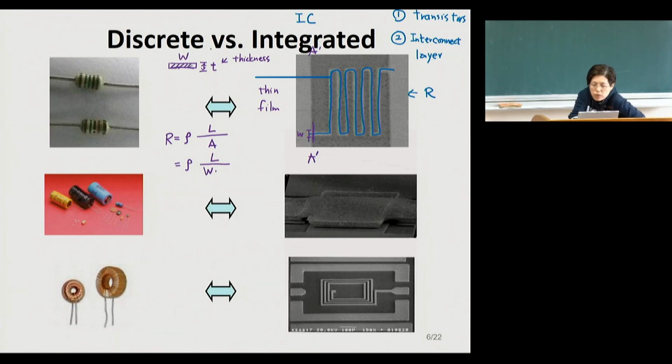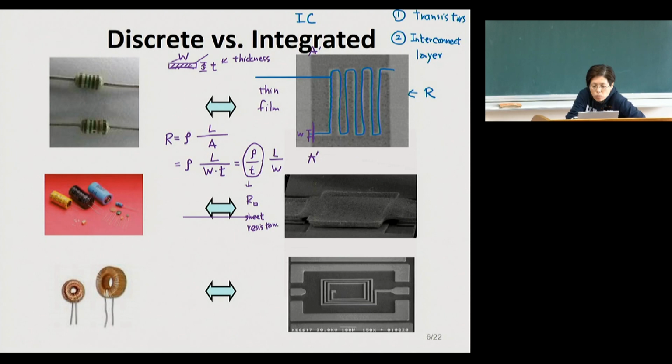Your cross-sectional area is this, right? The current is flowing in this direction. So your cross-sectional area is W times T. And because T is fixed on the film, this is referred to as R square, or we call it the sheet resistance.